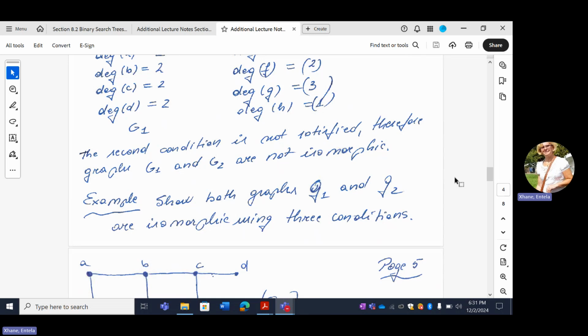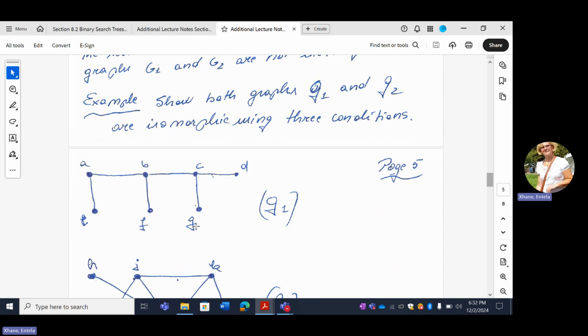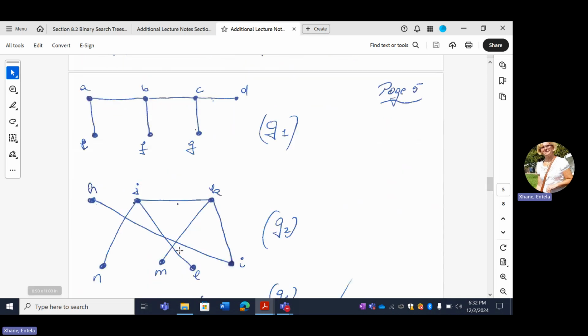So now we're going to look at this particular case where we're trying to show that both graphs G1 and G2 are isomorphic using the three conditions. The way we do this, we start by going over the conditions. Let's see what the graphs are. This is graph G1. Pay attention to the vertices. So we have A, B, C, D, E, F, G for G1. Now these are the vertices of graph G2. Later on, I'm going to rename these lowercase vertices of G2 in a way that will allow me to compare the list of adjacencies for both of them.